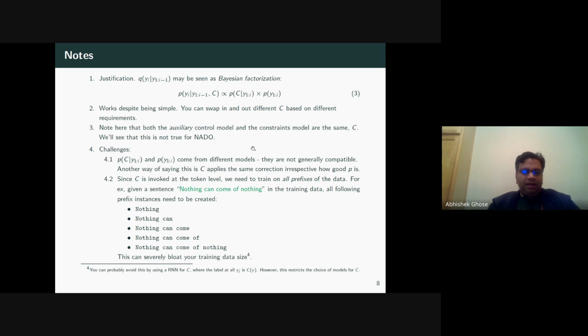Okay. So now the challenges. This is number 4 here. So one challenge is that, I mean, this equation looks very simple and all, but the thing that we have to be careful about is these two probabilities are actually not compatible, right? This probability comes from the classifier we have learned, the control model, and this probability comes from the base language model that we have learned, right?